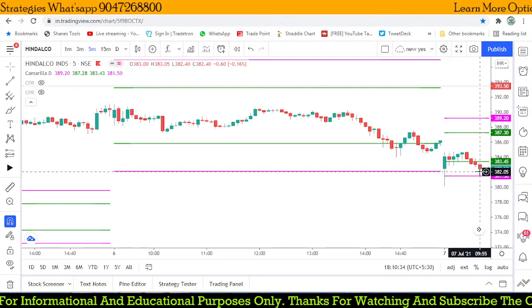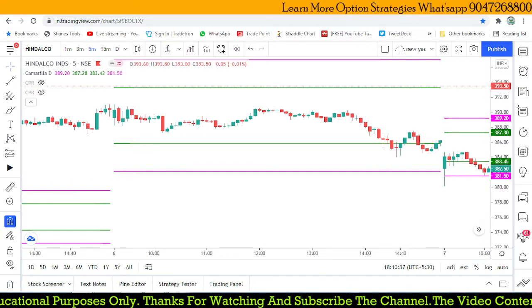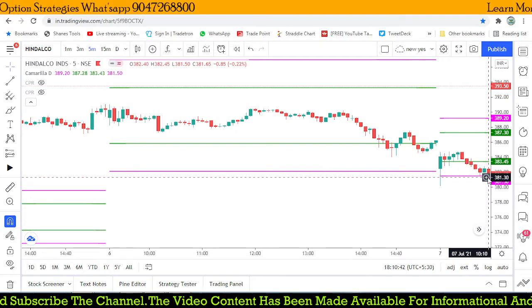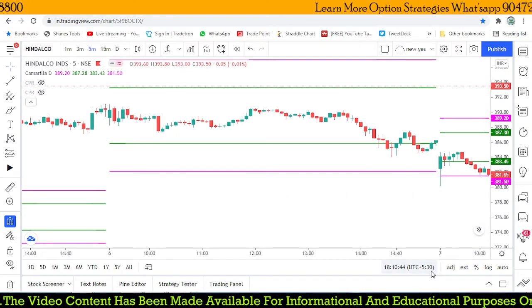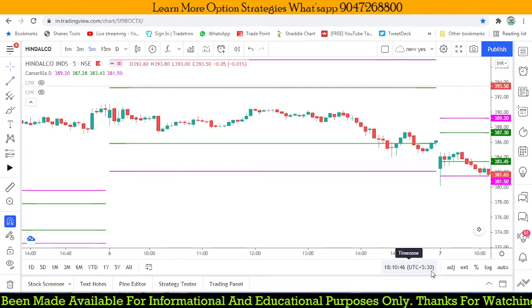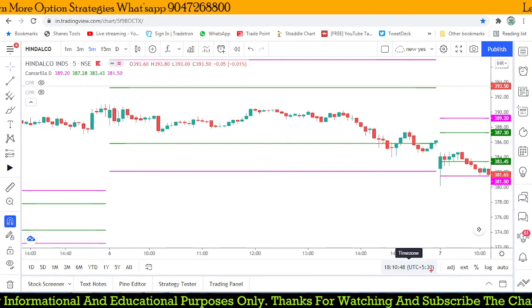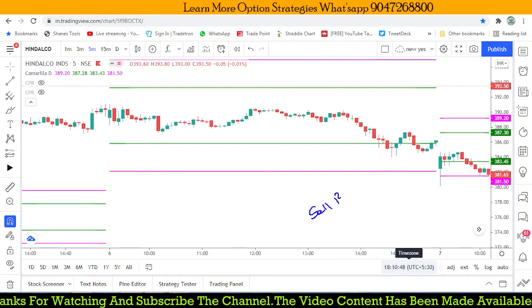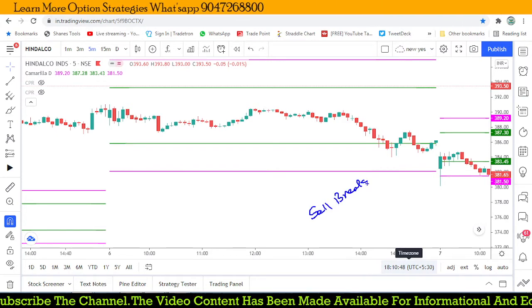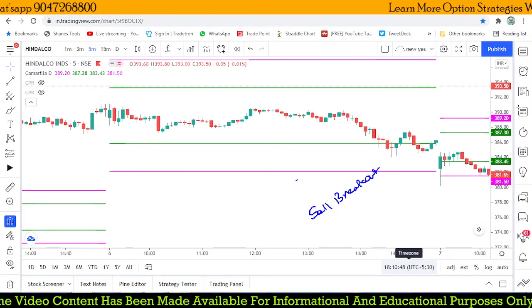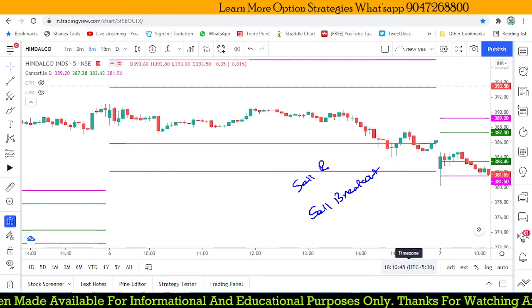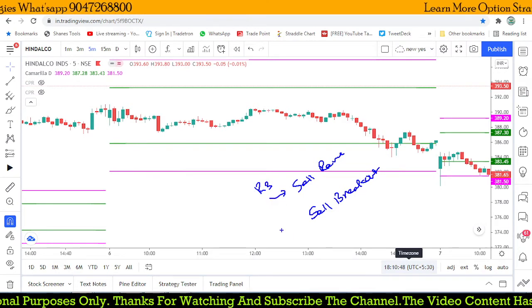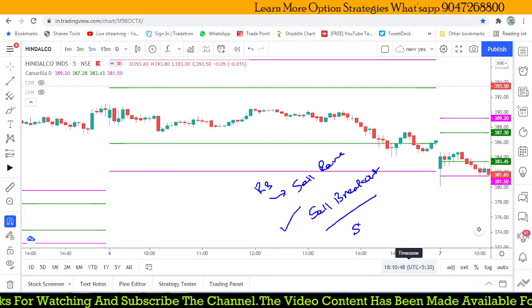The low was 381.55, and the next candle broke that level around 381.5. As per our plan, we decided on the trades before trading: sell breakout and sell reversal. These are the two trades we are expecting: sell breakout and sell reversal at R3. But here we didn't get any sell reversal at R3. We got the chance for a sell breakout at S4.